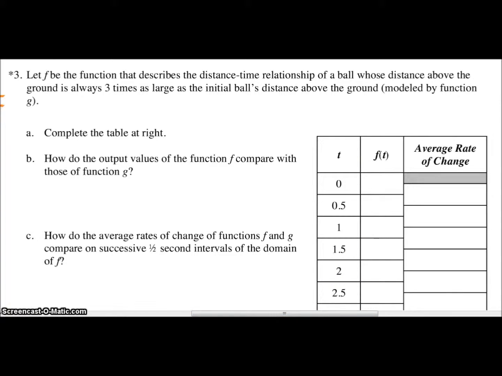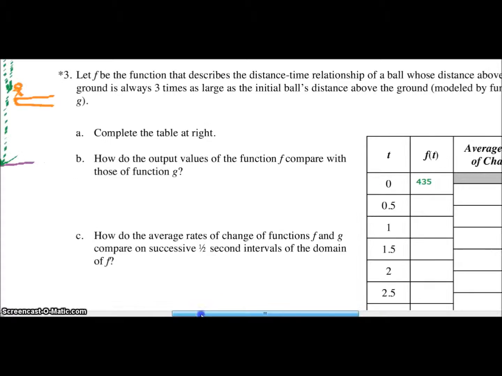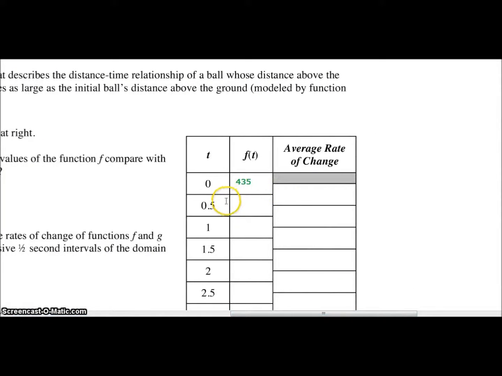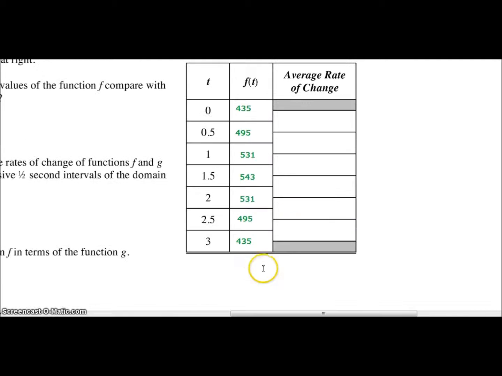Let's go ahead and fill in the table. Already said this one would be 435. Then to get the next one, 165 times 3, 495. Just multiply each of these by 3. Okay, these are probably right.